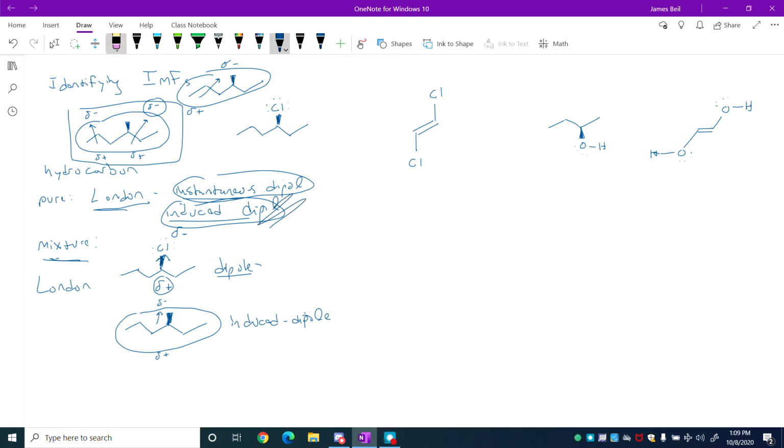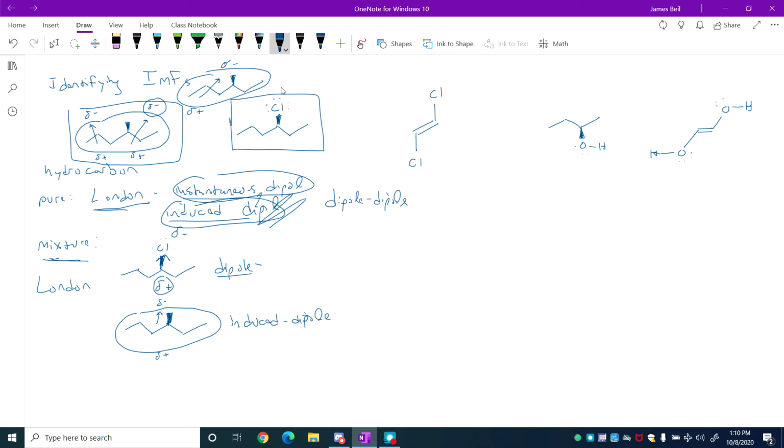So I don't really leave enough space there. So let's talk about the structure a little bit. In this molecule, because it has a dipole, if we had a pure sample of it, its types of attractions would be dipole-dipole.